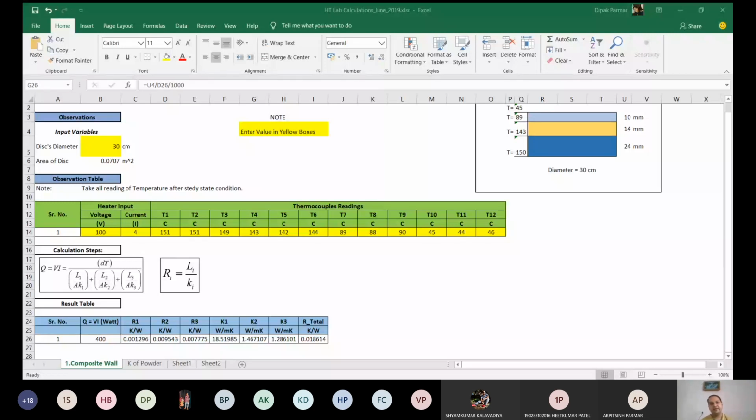So we can say that Fourier's law of heat conduction says that Q is nothing but K A dT by dx, or dT by dx I am writing as L. So heat transfer rate depends on conductivity and thickness. It is proportional to conductivity and inversely proportional to thickness. So when conductivity and length are known to us, we can calculate the heat transfer rate. And we have calculated K1, K2 and K3 for this particular experimental setup.